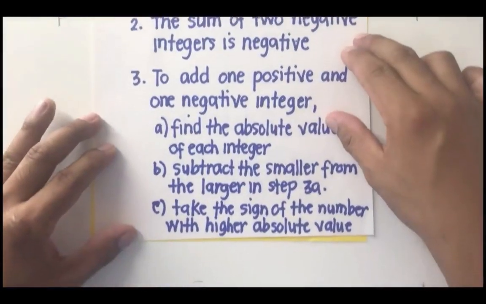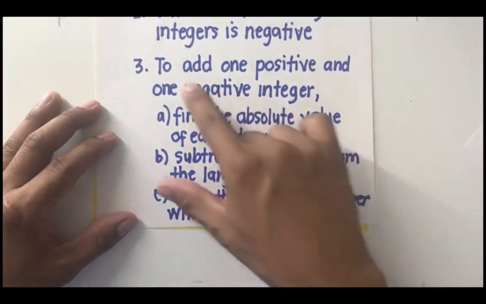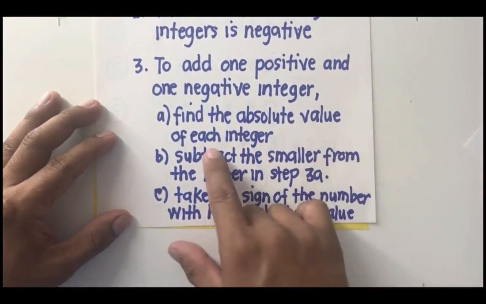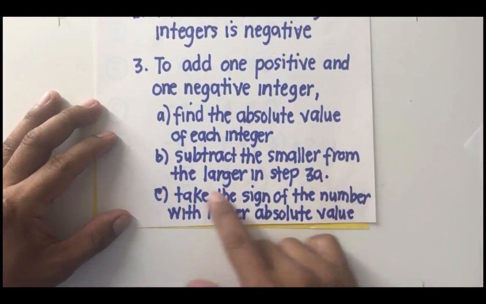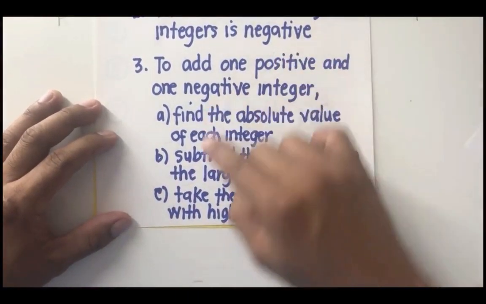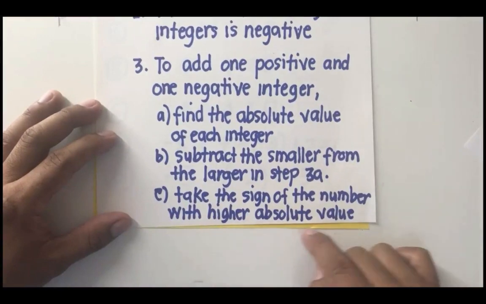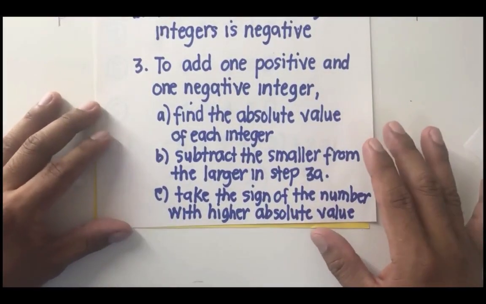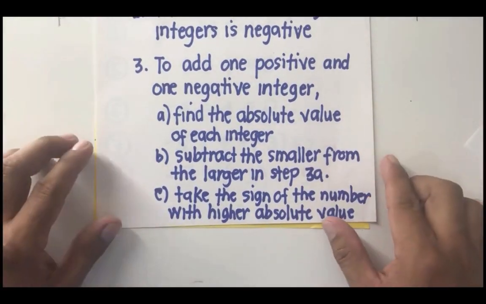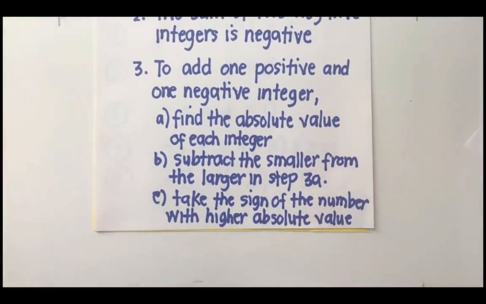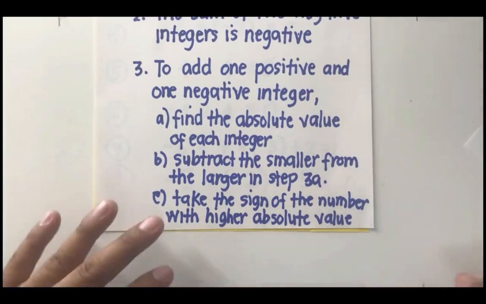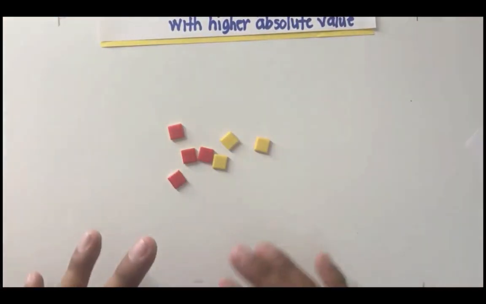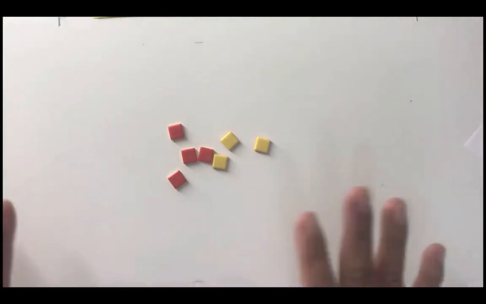when you read the rules in the math textbook, you will find this very, very abstract, especially number 3. To add one positive and one negative integer, find the absolute value of each integer, subtract the smaller from the larger in step 3a, take the sign of the numbers with the higher absolute value as the sign of the sum. That sounds very, very abstract for elementary students, but if we go back to how the Chinese first conceptualized the system of rods for positive and negative integers, these rules make a lot of sense.